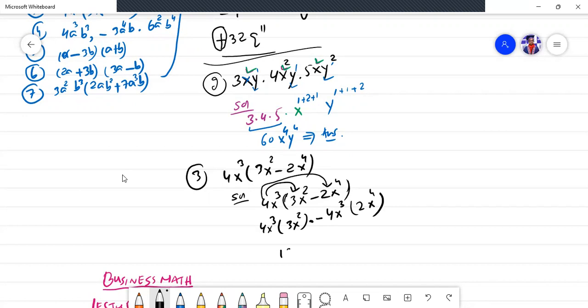4 times 3 is 12, x raised to power 5. Same technique. We will take the x as a common base and then we will add the powers according to the laws of exponents in multiplication. Okay, sorry, not times but minus sign. Minus 4 times 2 is 8, x raised to power 7. This is the answer. Okay, done, good.